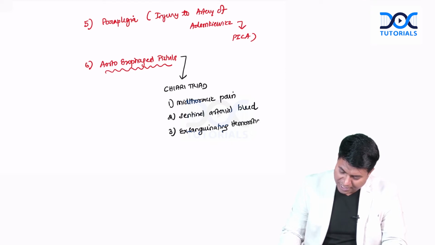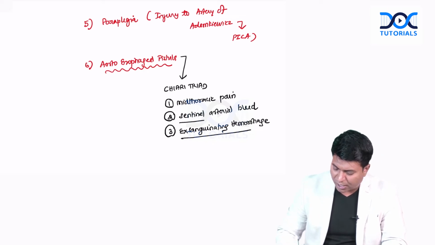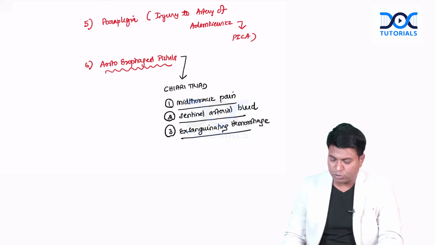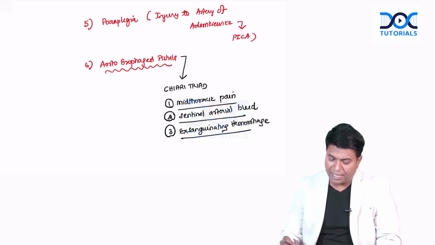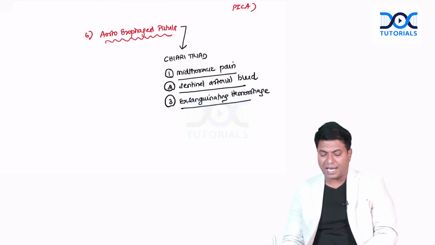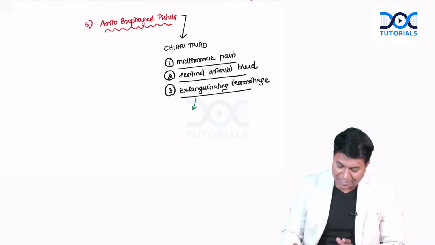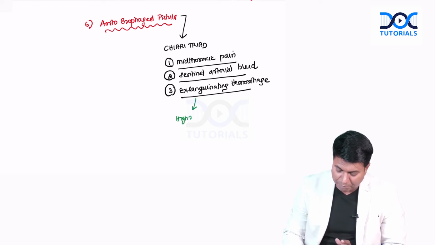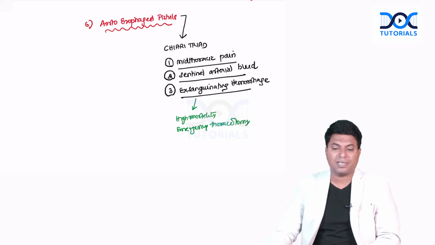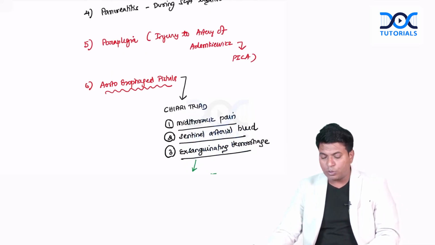So Chiari triad is characterized by mid-thoracic pain, sentinel arterial bleed, and exsanguinating hemorrhage, which are the features of aortoesophageal fistula. It has high mortality and immediate surgery is needed. Please remember, unless you do an emergency thoracotomy and catch the bleeding point, it will cause sure death. So please don't forget aortoesophageal fistula.